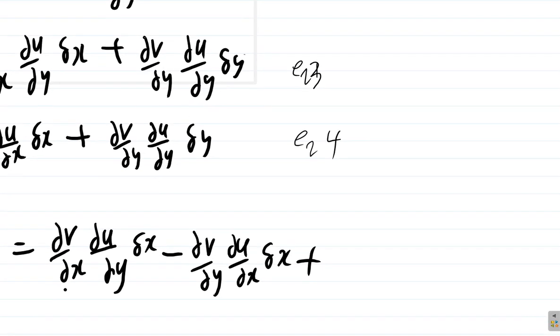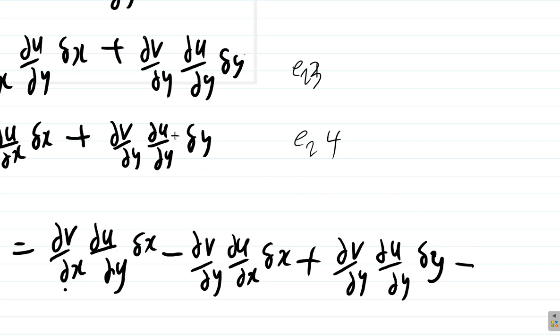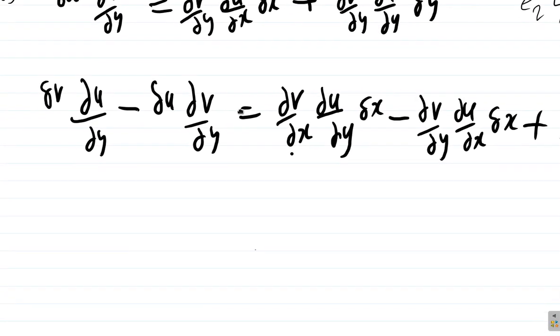Now what happened here? All of this: delta v by delta y, delta u by delta y, del y, minus this now, delta v by delta y, delta u by delta y, del y. Let's put them together now.